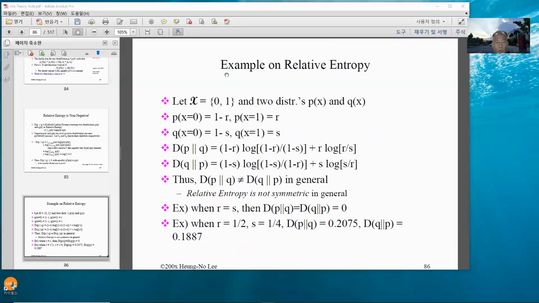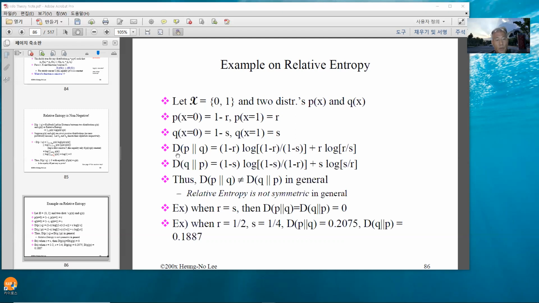Okay, now an example on relative entropy. Let the alphabet be equal to 0 and 1, and the two distributions P(x), Q(x). So P(x) when x is equal to 0 is 1 minus r, and when x is equal to 1, it is r. So r is a number between 0 and 1. And then Q is 1 minus s and s.